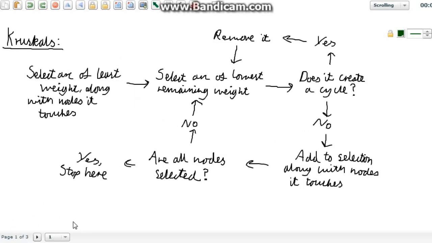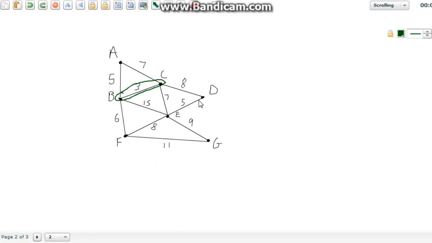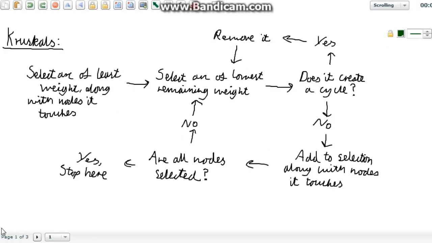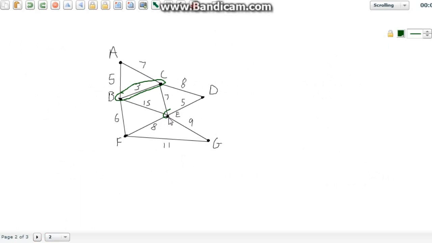Now we check, does it create a cycle? Let's see. No, it doesn't, because it's not even touching the other selection yet. So we add it to the selection with any nodes. So let's do that. We're going to select the arc and the 2 nodes it touches. And now we say, let's have a look. Are all the nodes selected and connected? They are not. So we go back to having a look.